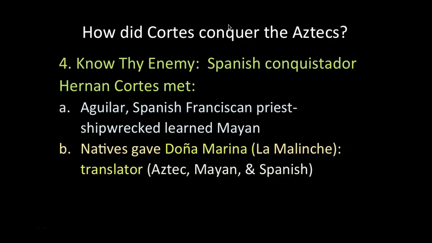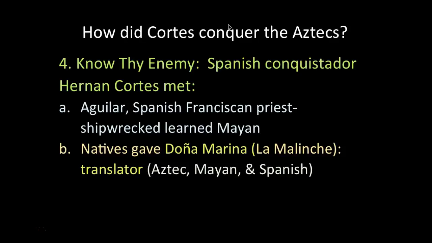He ended up meeting a few people. Aguilar, who was a Spanish Franciscan priest, had been shipwrecked years prior and had learned Mayan, learned the language, and understood the culture and the people. So he was a really good interpreter for Cortes at first.